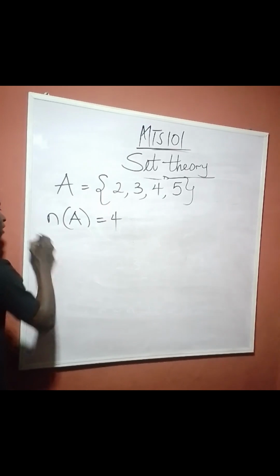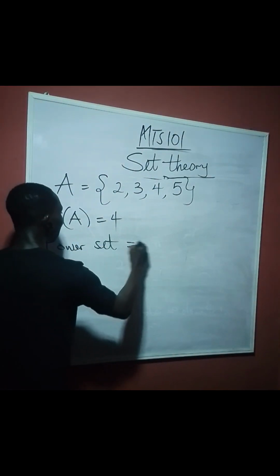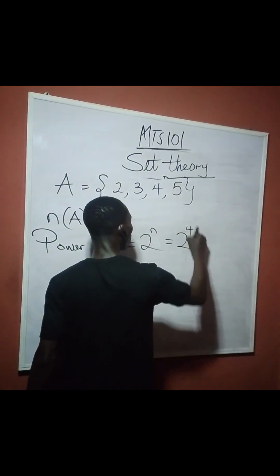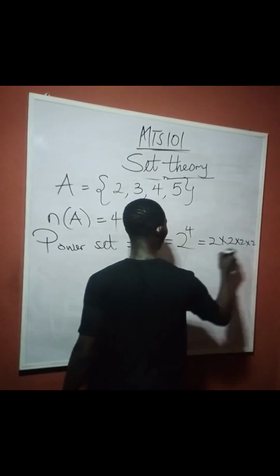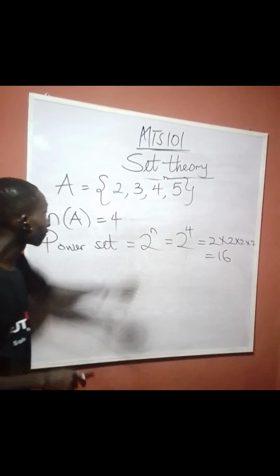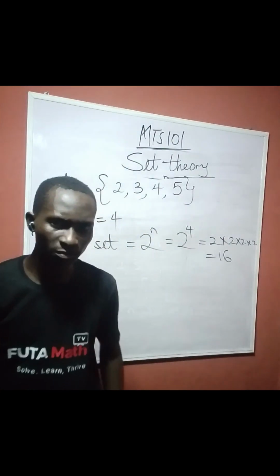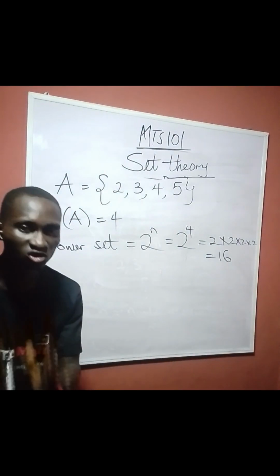Now, the power set of A. Let's assume we want to find that. It is what? 2 raised to the power what? n, right? Which is 2 raised to the power 4, which is 2 times 2 times 2 times 2, which is what? 16. That means that for this set A, which has 4 elements, there are 16 possible ways in which you can write this or bring out the subsets.